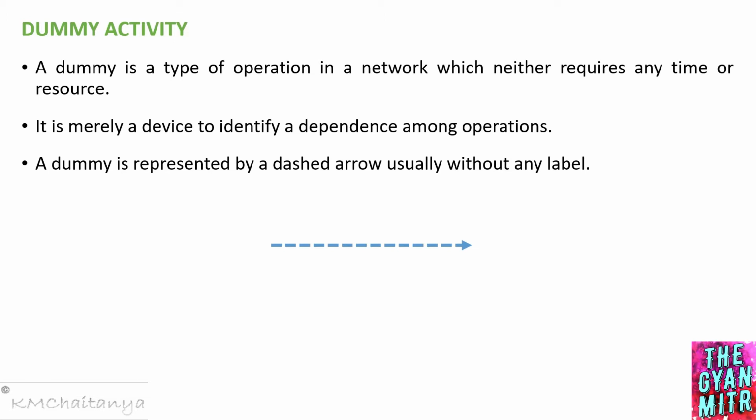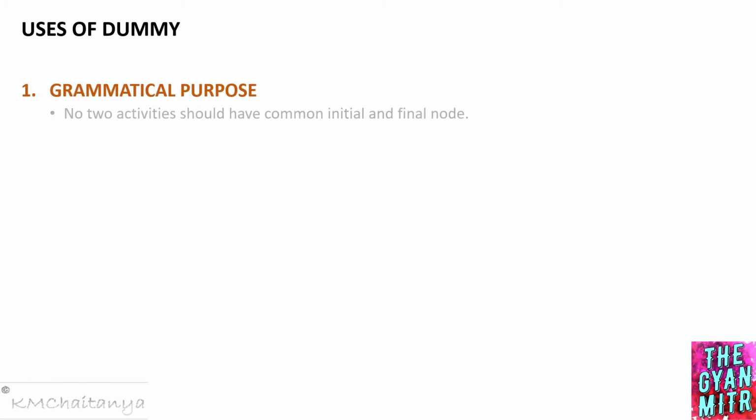Now we will understand the uses of dummy activity in an AOA network diagram. The first use or purpose of a dummy is the grammatical purpose. What exactly is this grammatical purpose? According to this, no two activities should have common initial and final node. So this is very important in drawing the network diagrams.